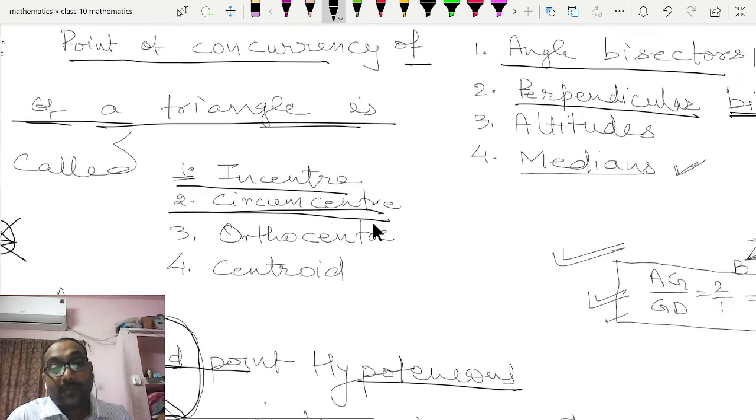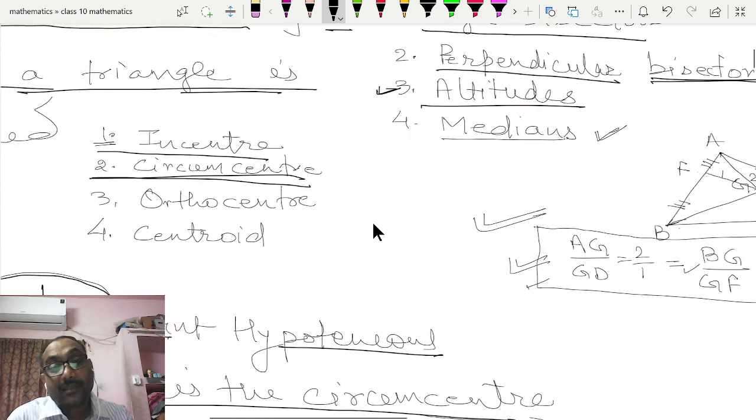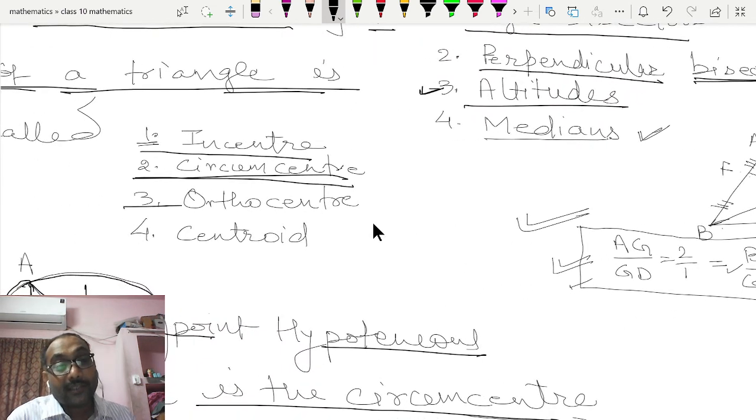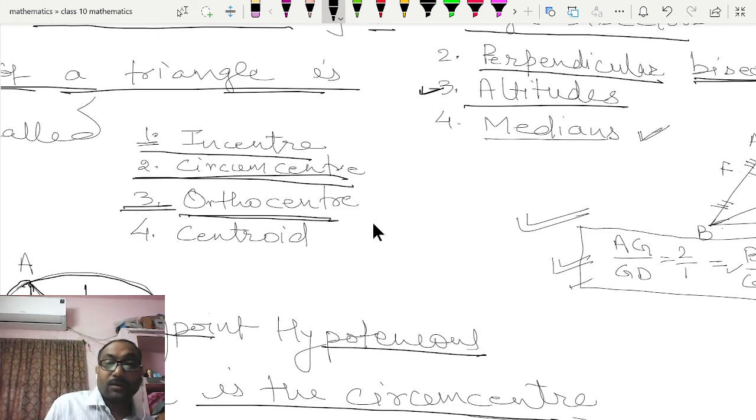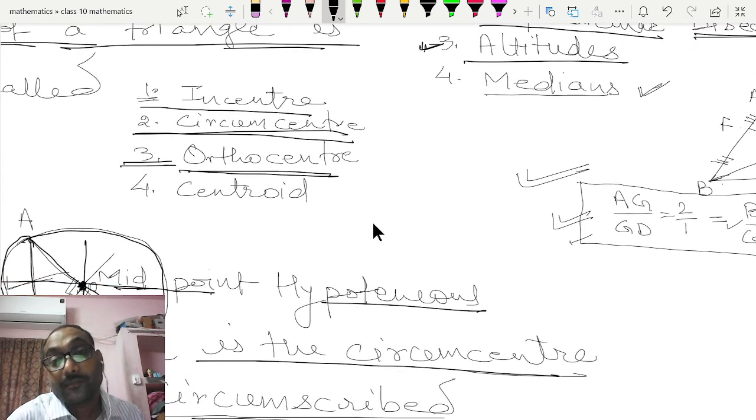Now, the third definition is about altitudes. Altitudes means height, and a triangle has three sides, so it has three heights, three altitudes, and the point of concurrency of altitudes of a triangle is called orthocenter. It is called orthocenter.